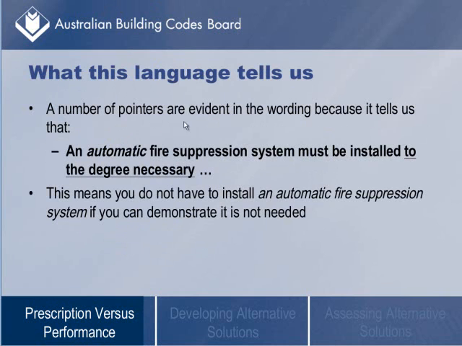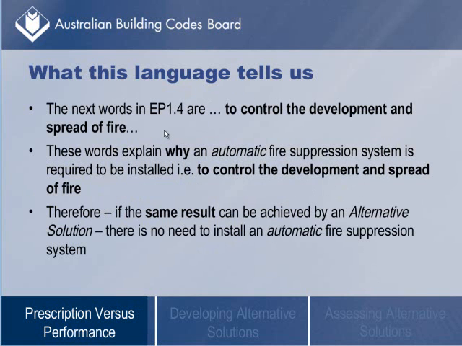Okay. A number of pointers are evident in the wording because it tells us that an automatic fire suppression system must be installed to the degree necessary. This means you do not have to install an automatic fire suppression system if you can demonstrate that it is not needed. The next words in EP 1.4 are to control the development and spread of fire. These words explain why an automatic fire suppression system is required to be installed, so to control the development and spread of fire. Therefore, if the same result can be achieved by an alternative solution, there is no need to install an automatic fire suppression system.